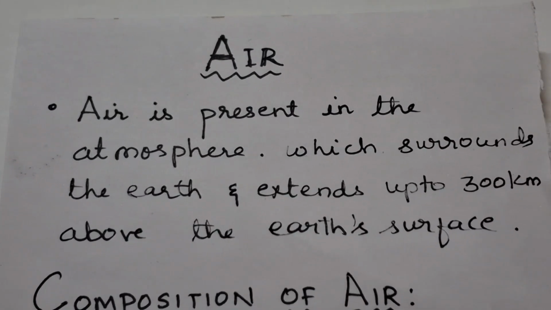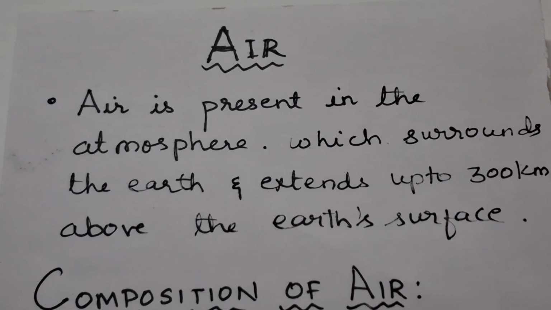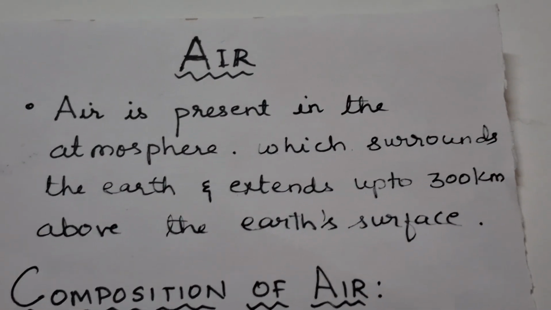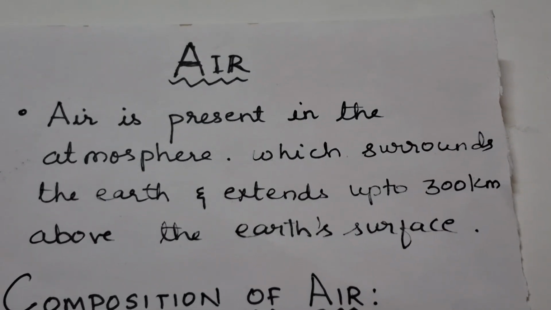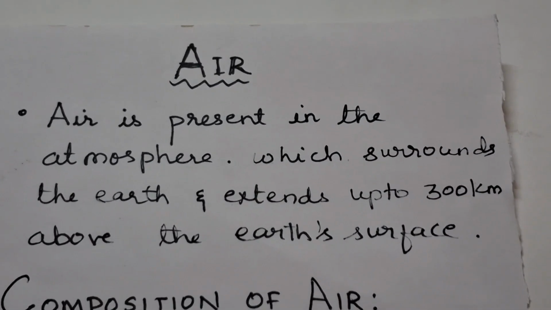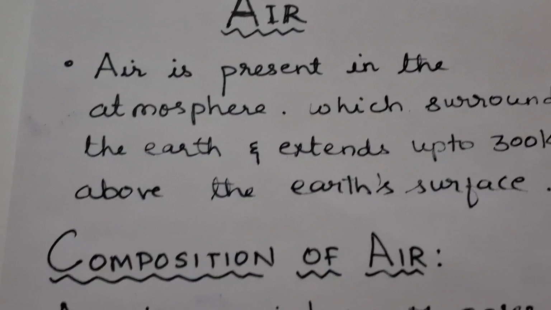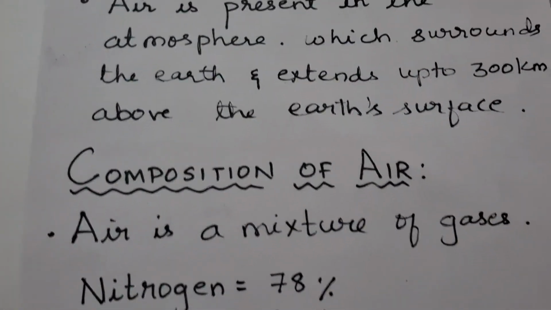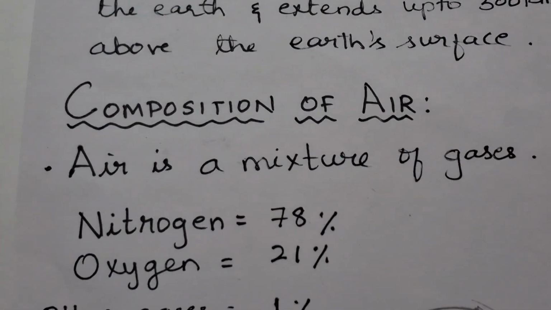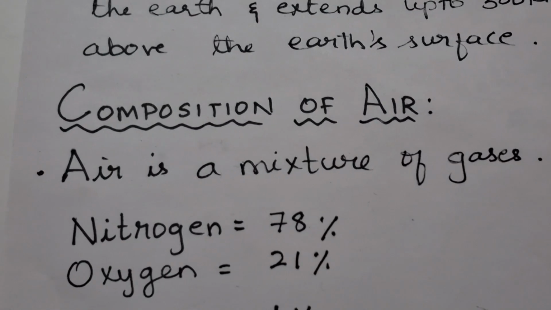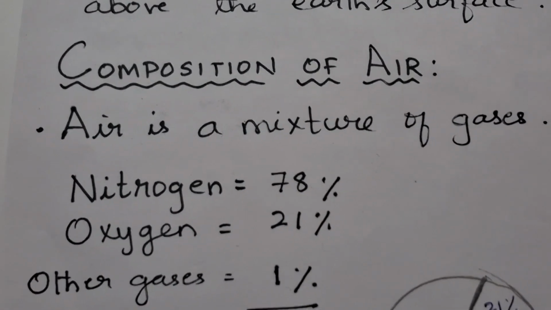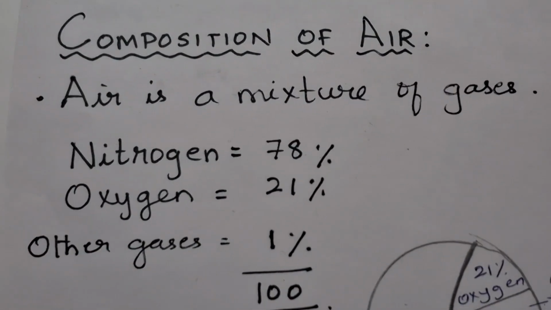Today's video is about air. Air is present in the atmosphere which surrounds the earth and extends up to 300 km above the earth's surface. So what is the composition of air? Air is a mixture of gases. So what are they? Nitrogen is 78%, oxygen 21%, and the other gases are 1%.